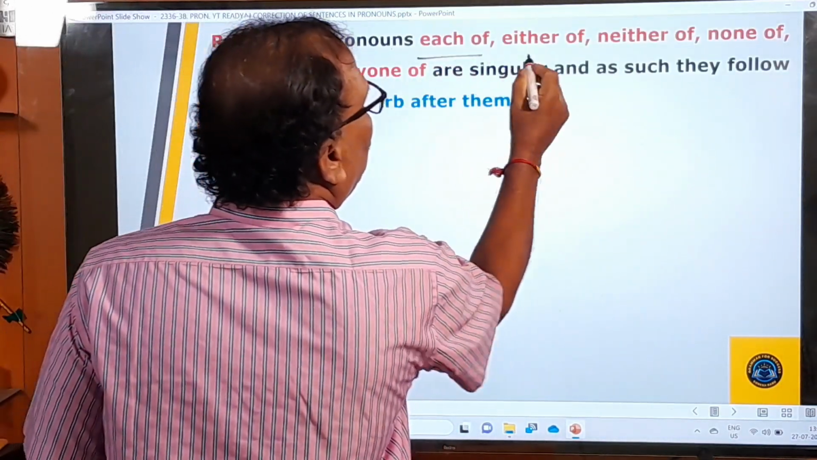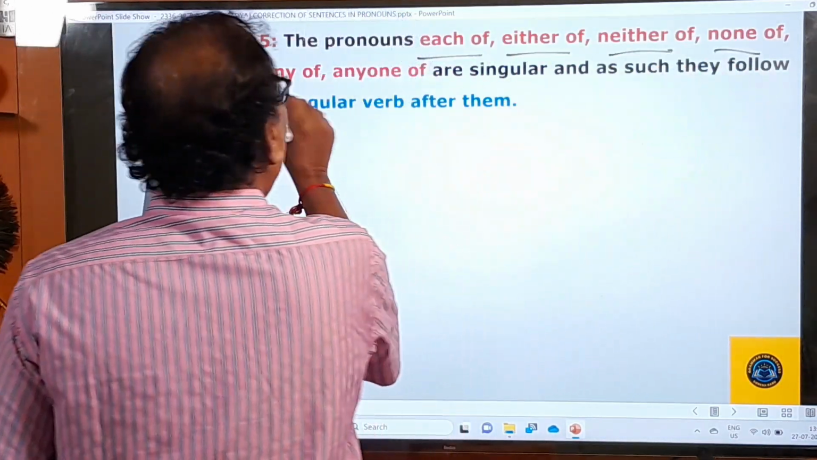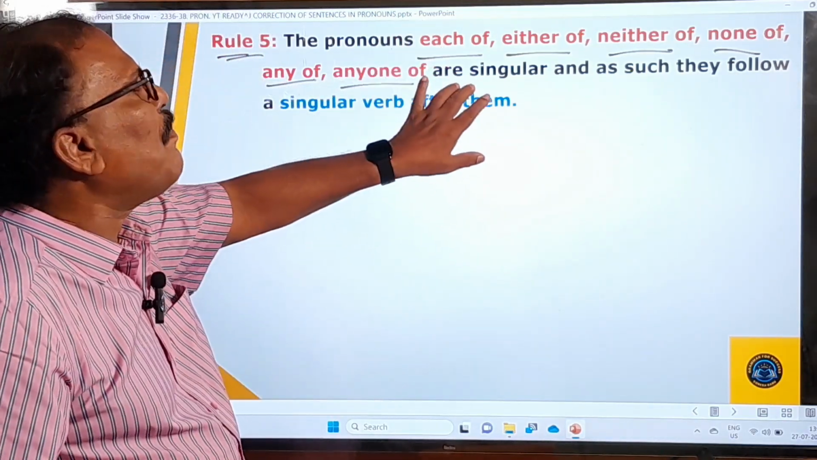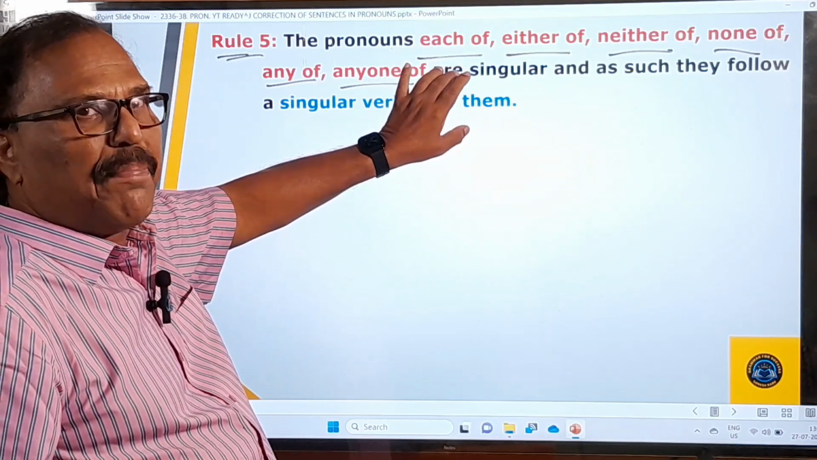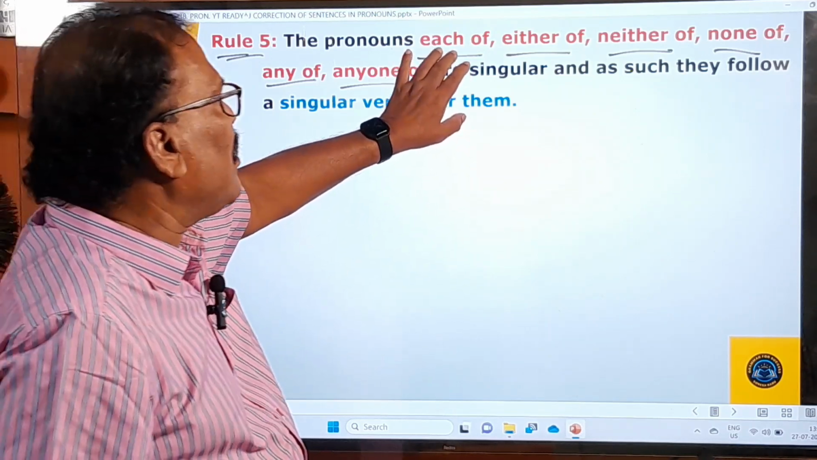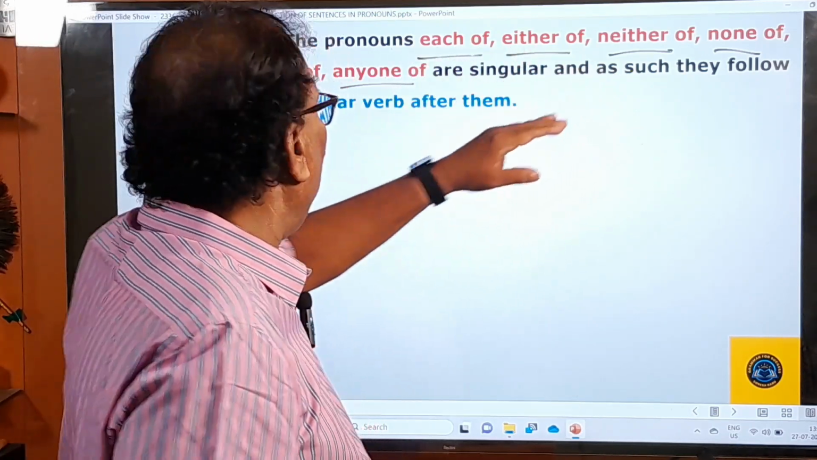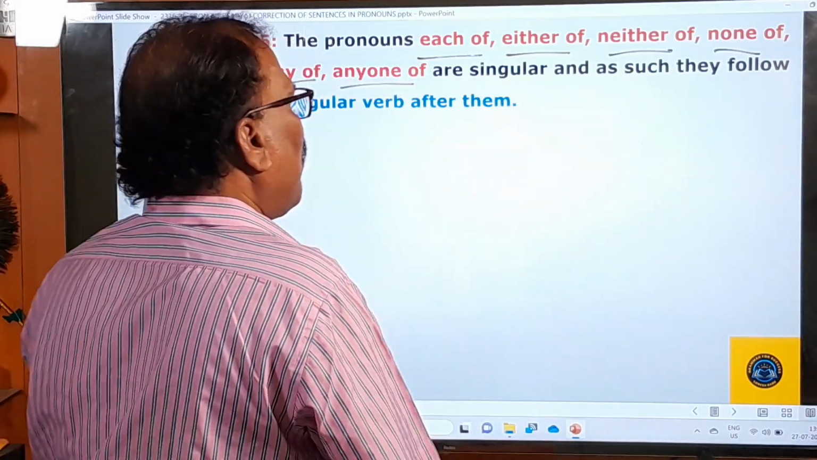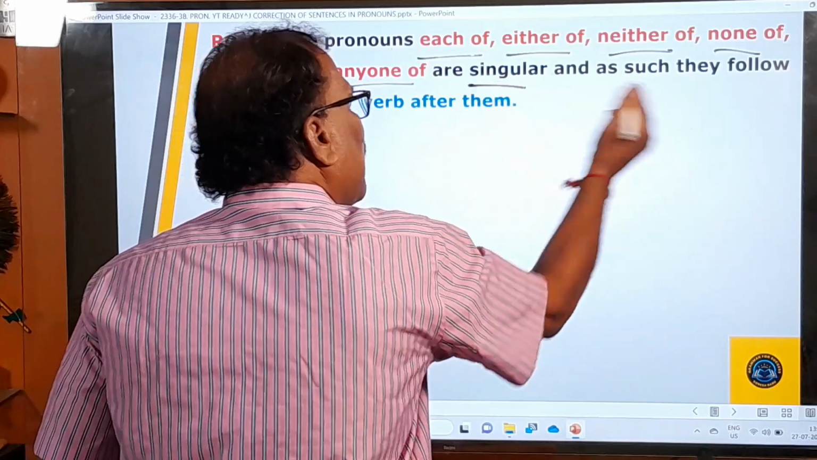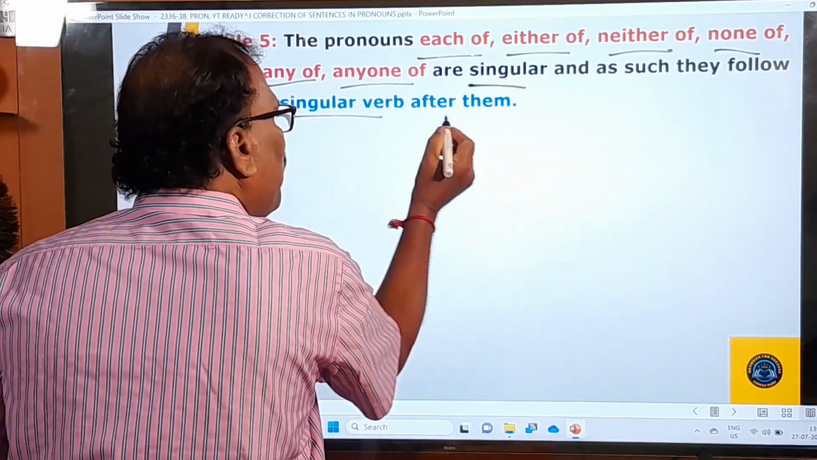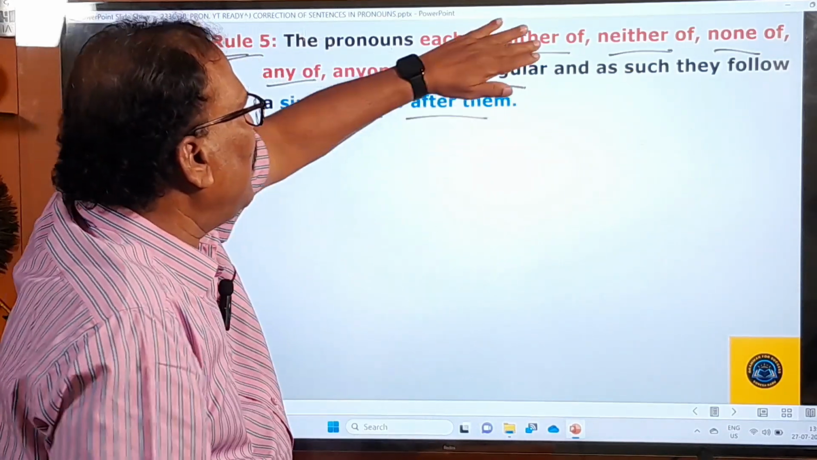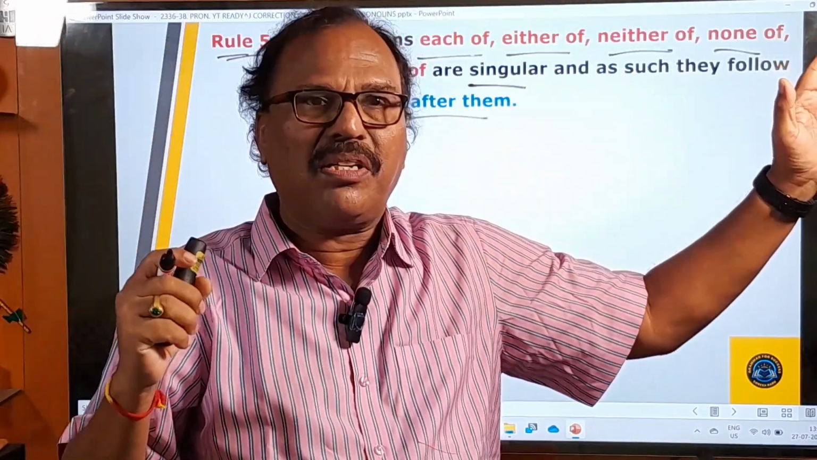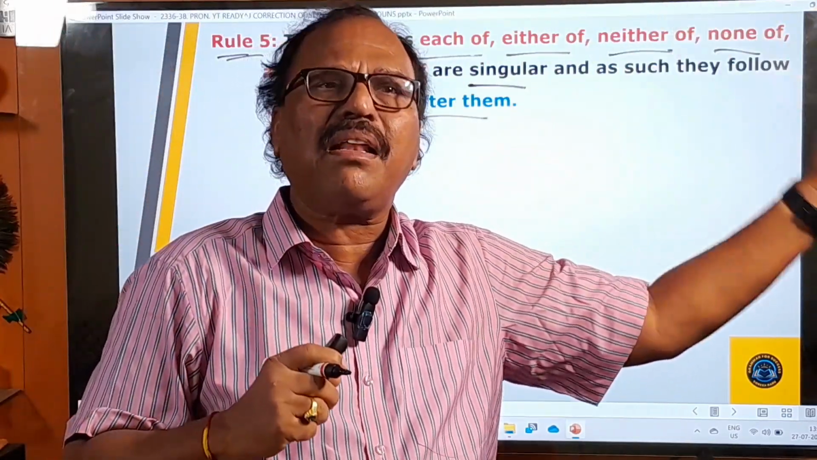Rule 5 is there. The pronouns each of, either of, neither of, none of, anyone of, any of are singular pronouns. Please keep all these pronouns in mind. Since they are singular, they follow only a singular verb after them. Singular pronouns take a singular verb.